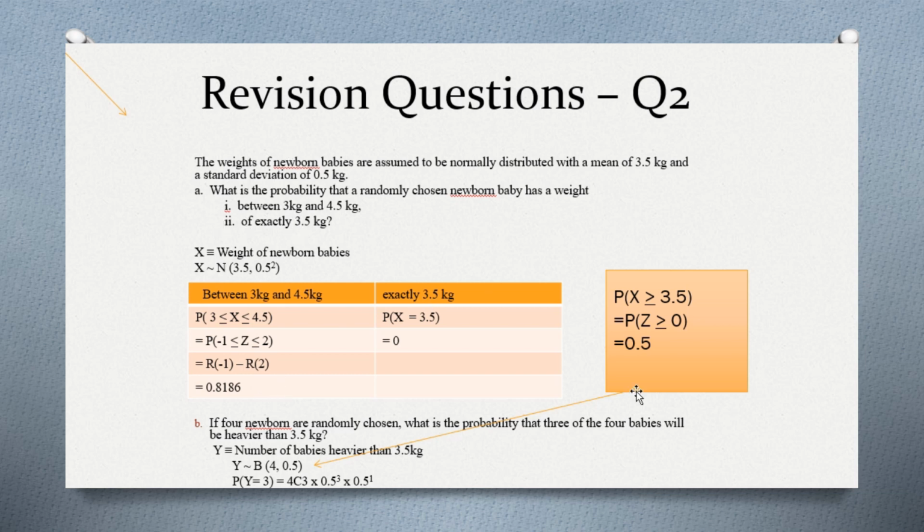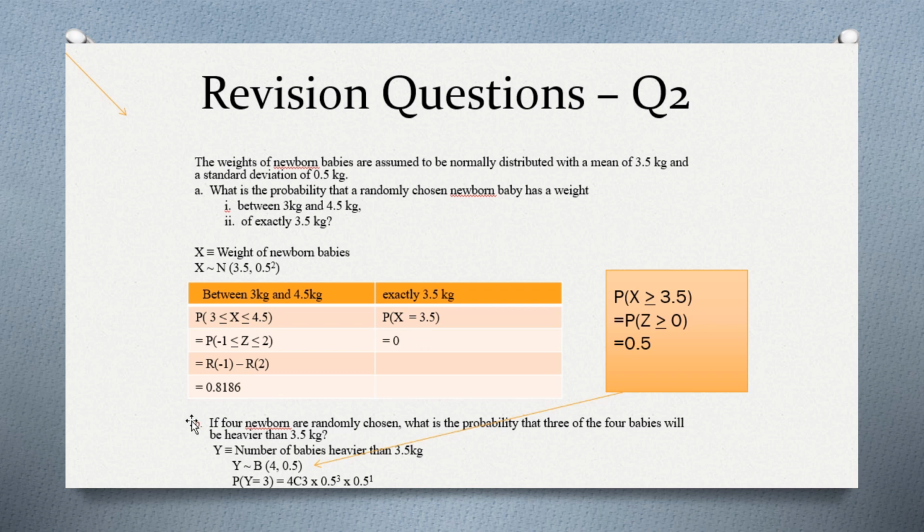Again, this is normal distribution, exactly 3.5. Your answer will be 0. You can change to z-score, no problem. It'll be z equals to 0. If z more or equals to 0, it will be 0.5. Z less or equals to 0 will be 0.5. But z exactly, then it will be 0. Okay? When your z-score is exactly, it will be 0.